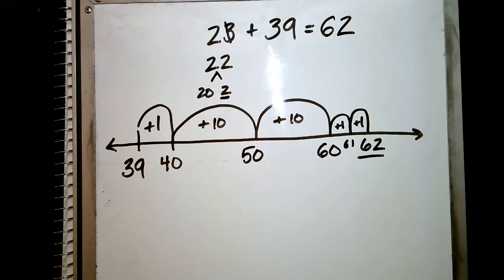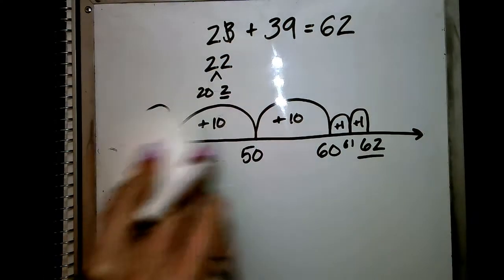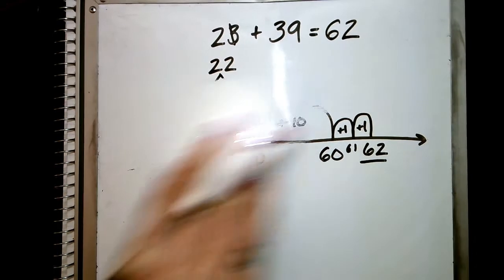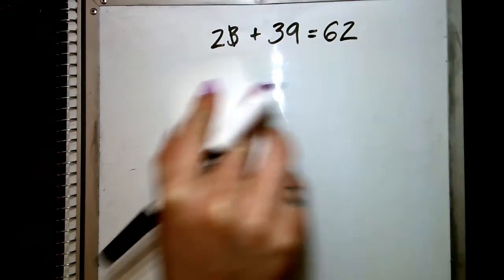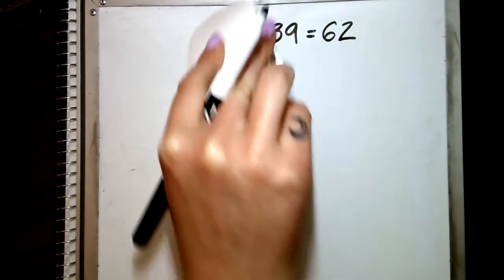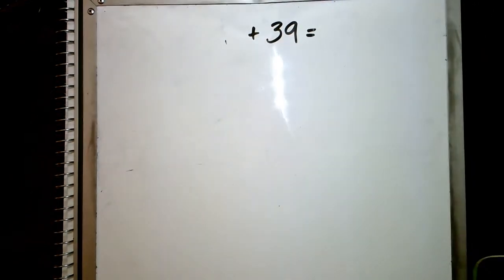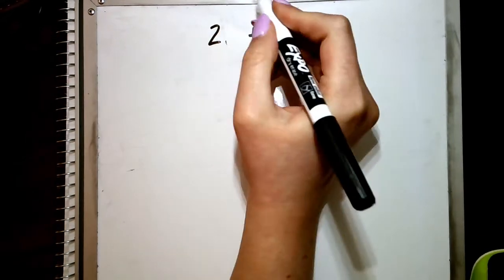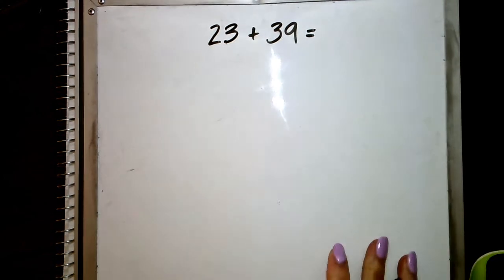Now another way that we could solve this, if that plus 1 doesn't make sense to you, because that can get a little tricky, then we can also solve it on the open number line another way. Let's try it a different way, and we should get the same answer.